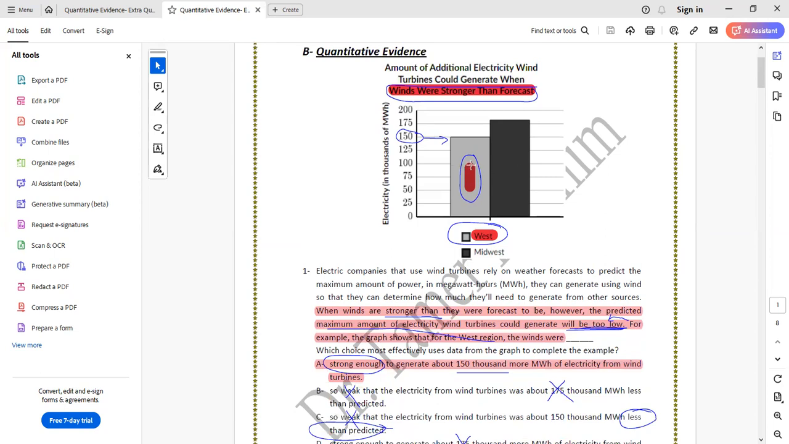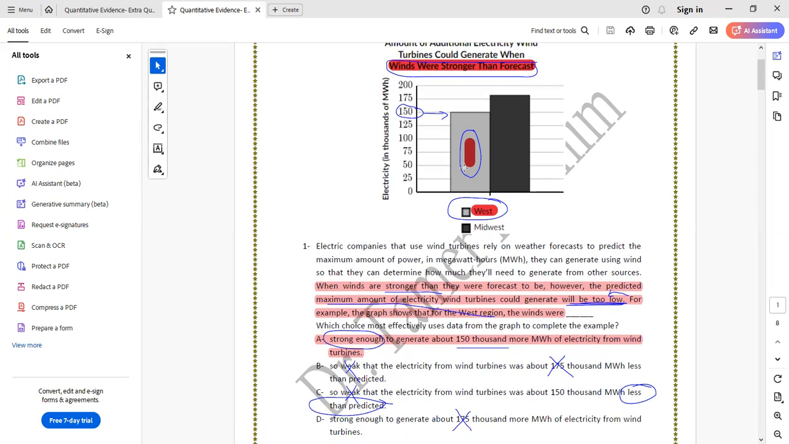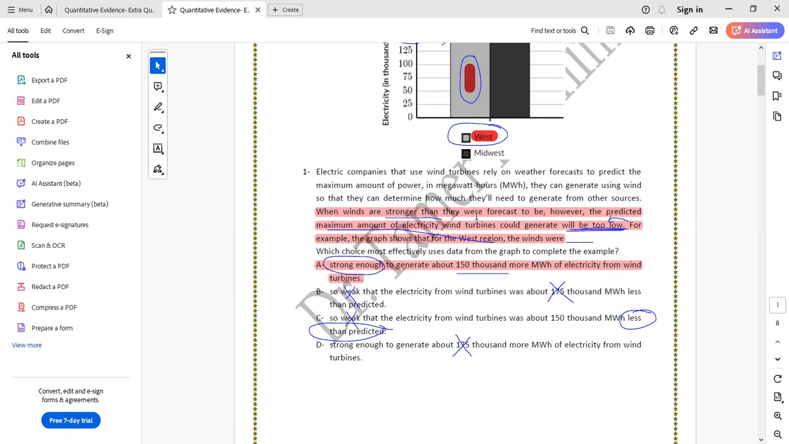So we need for the west. So for the west, it's going to be strong. Take care that the winds were stronger, so the west is going to be stronger. Yes, it's going to be strong because it's stronger than. Strong enough to generate about 150,000 more MWH of electricity from wind turbine or turbines. Yes, they're right. Stronger because it mentioned up on the title, the stronger. So weak? No. C, so weak? No. Let's go to D. Strong enough to generate about 175? No, it's 150 for the West region.